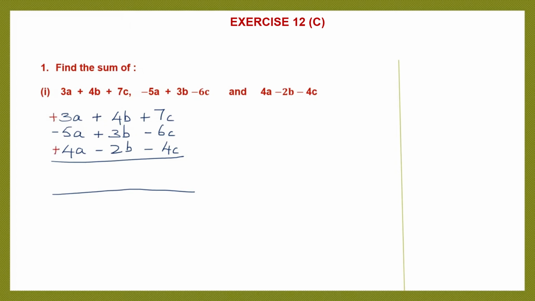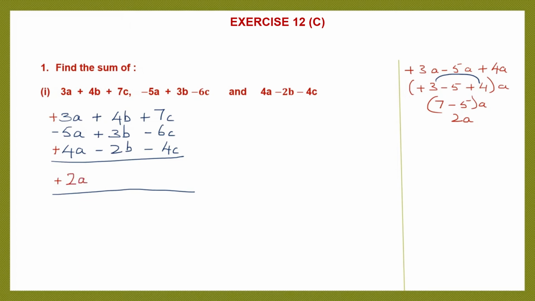Now let's take only the a's and work out and see the answer. So I have plus 3a minus 5a plus 4a. So let's write only the numbers: plus 3 minus 5 plus 4a. Add the numbers with the plus sign: 3 plus 4, so that is 7 minus 5a. 7 minus 5 is 2, so 2a. So here I have plus 2a.